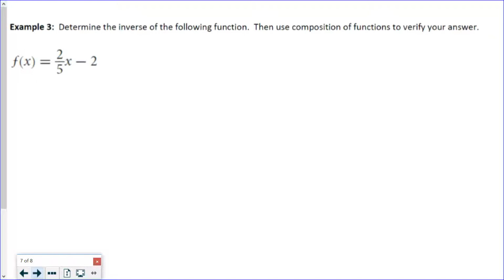All right, example number 3. Determine the inverse of the following function, then use composition of functions to verify your answer. So first, we have to figure out what is the inverse, and then check that it is the inverse by using composition of functions. I'm going to hold off and not make one giant video. I'm going to make 2 videos out of this. So come back and I'll do example 3 and 4 in the next video.